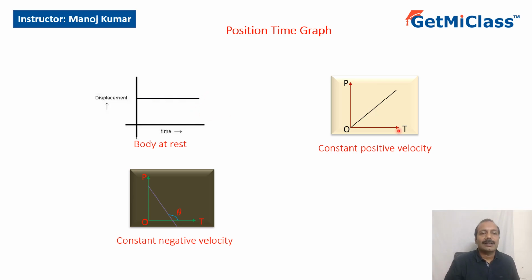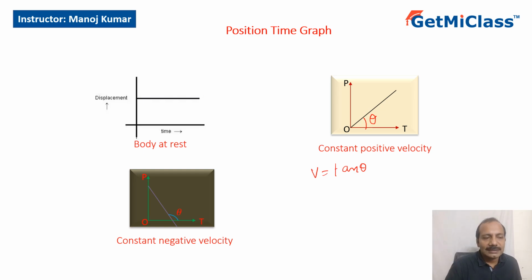Then we have the graph of a body which is going with constant positive velocity. Now the slope of a position time graph gives velocity. Here you can see that the slope is positive. Because the slope is positive, the velocity is positive. Let's take the angle as theta. So if I want to find velocity from here, I can directly write v equal to tan theta. Here the slope is positive, so velocity is also positive.